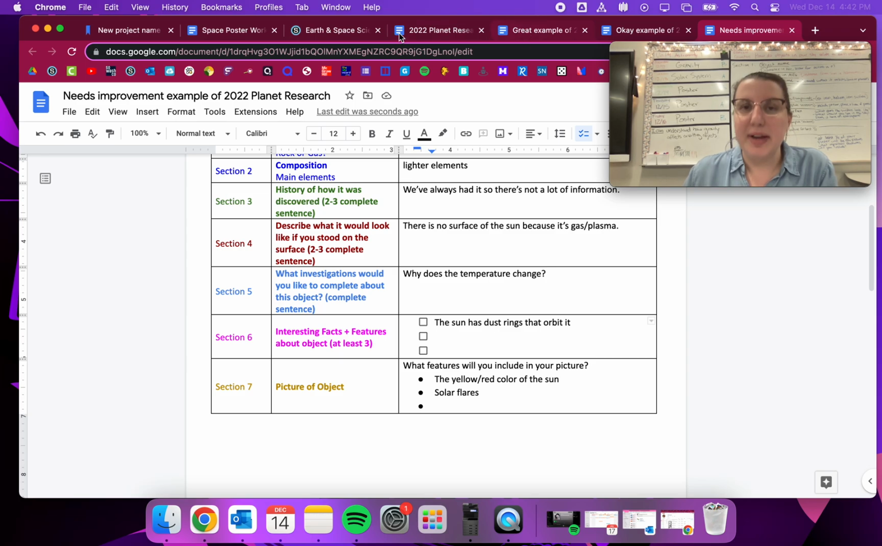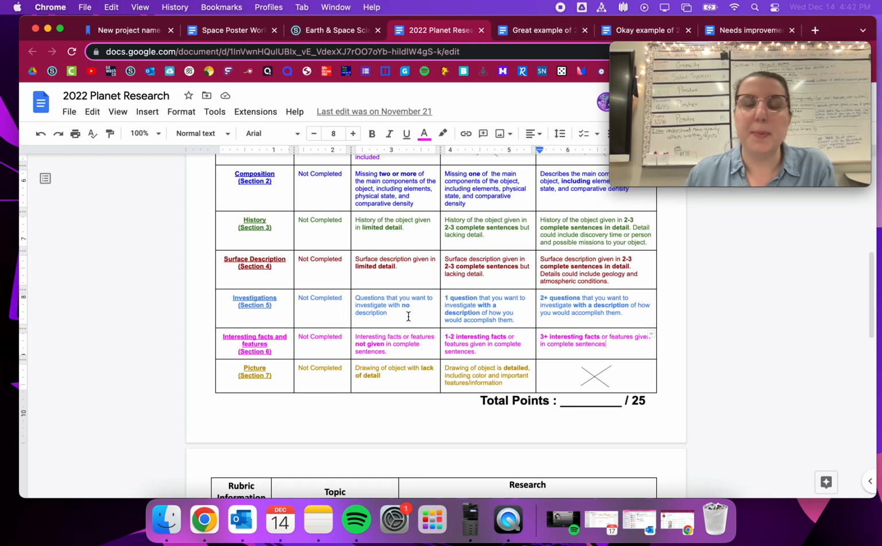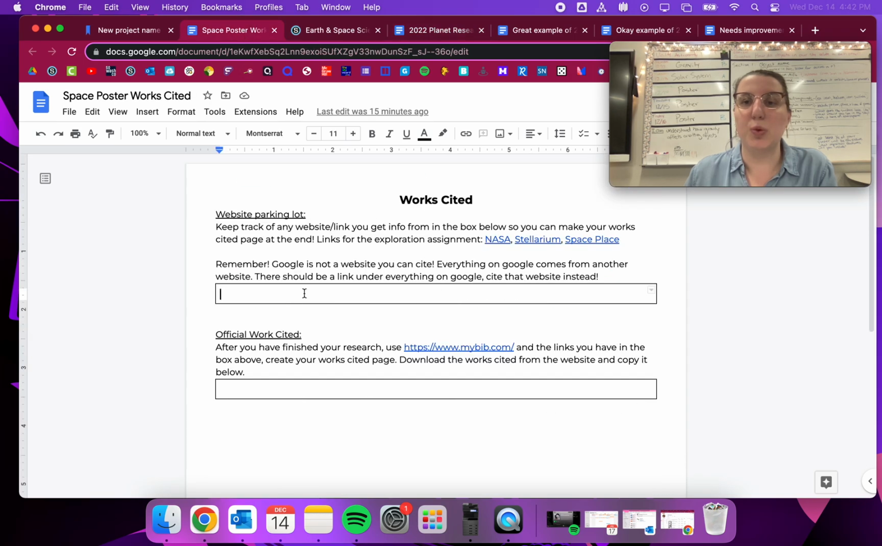So those are my examples based on my rubric. The only other thing I want to touch on is the space poster works cited, but I'm going to do that in another video because this one is also very long.